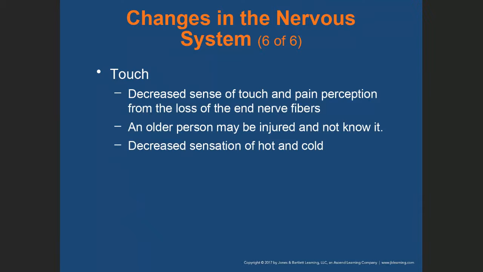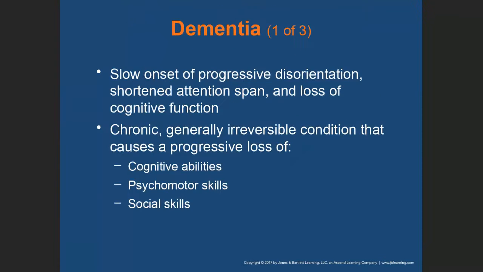Touch: decreased sense of touch and pain perception from the loss of the end nerve fibers. An older person may be injured and not know it. There is decreased sensation of hot and cold.